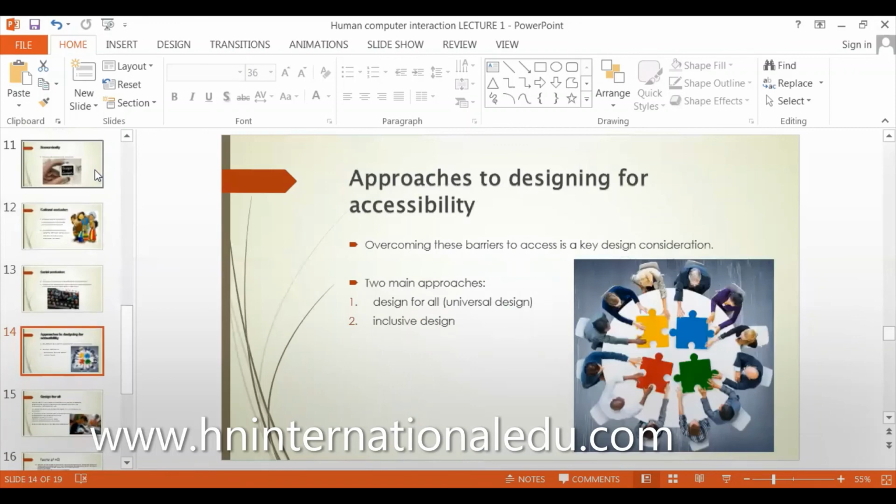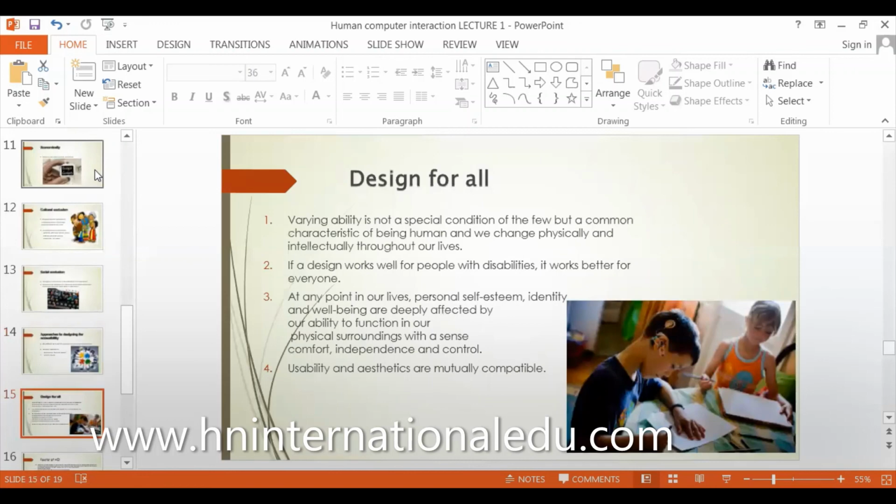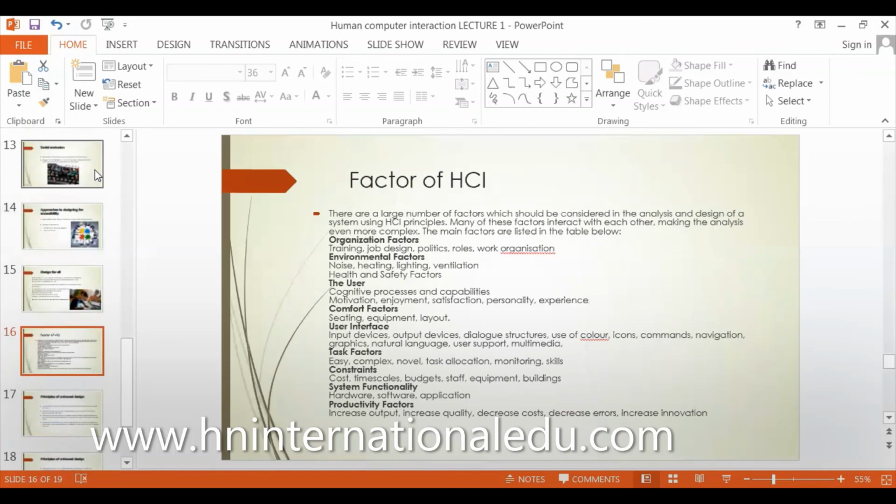What was the approach? We read about the approach to designing for accessibility. A system can be accessible and good enough if it is universal and people from every part of the world can use it effectively. We must design for all, because if a disabled person can use it, a normal person can use it as well. Then we read about the factors which can affect HCI: organization factor, environmental factor, user factor, comfort, user interface, task factors, constraints, system functionalities, and productivity factors.